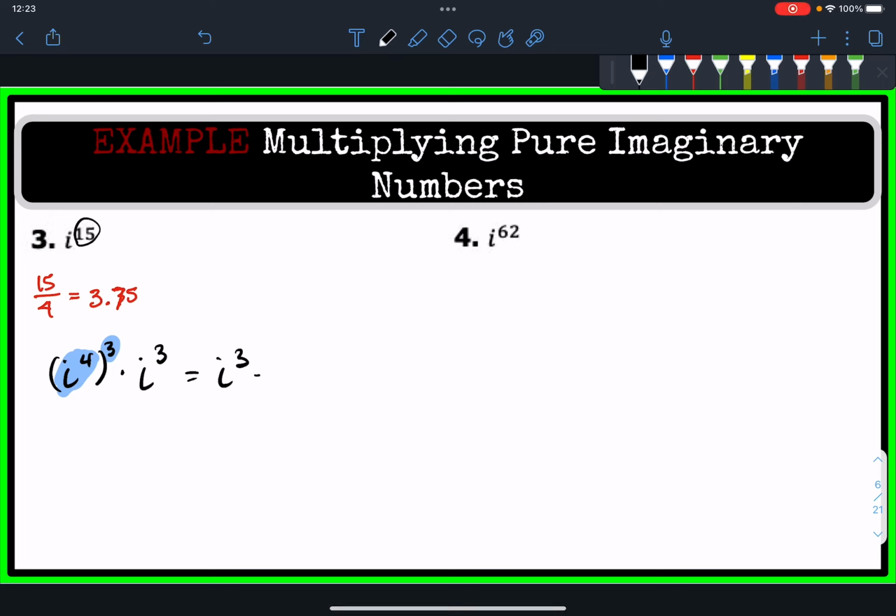And since i to the 3rd power is equal to negative i, this is going to be our simplified form of i to the 15th. So i to the 15th is going to simplify to simply negative i.